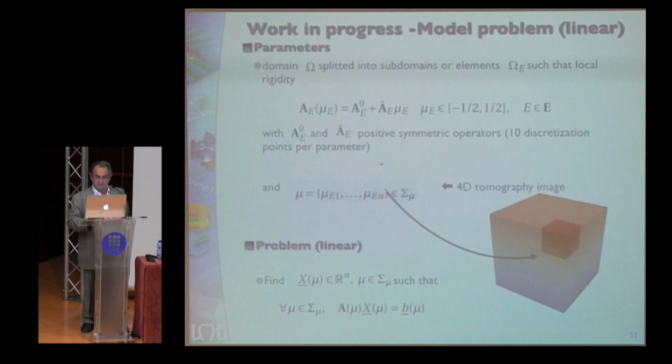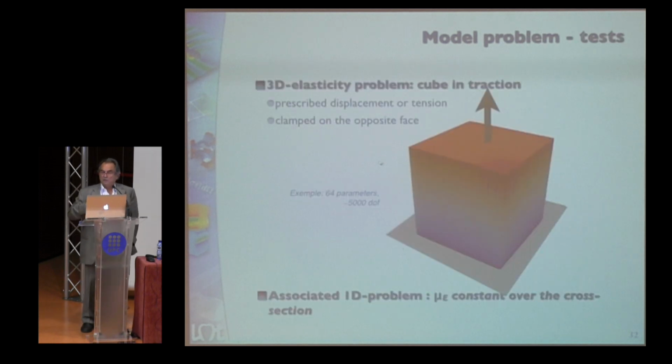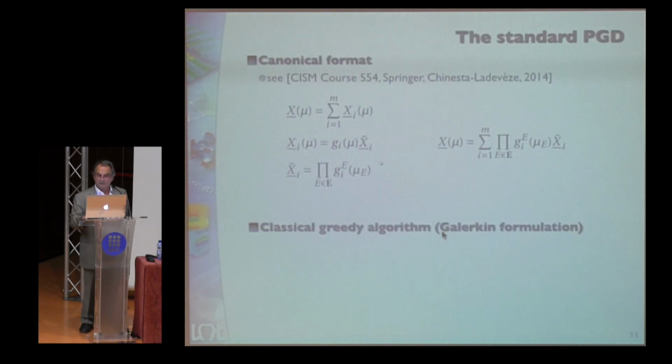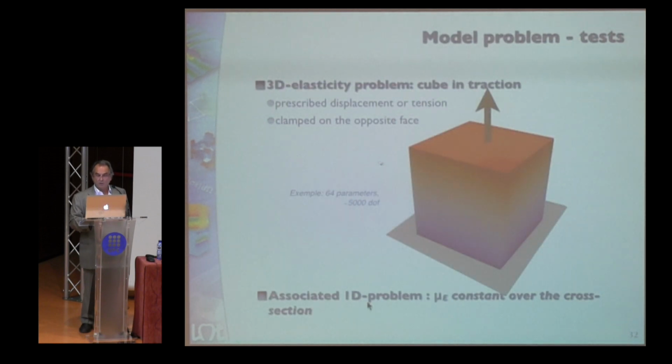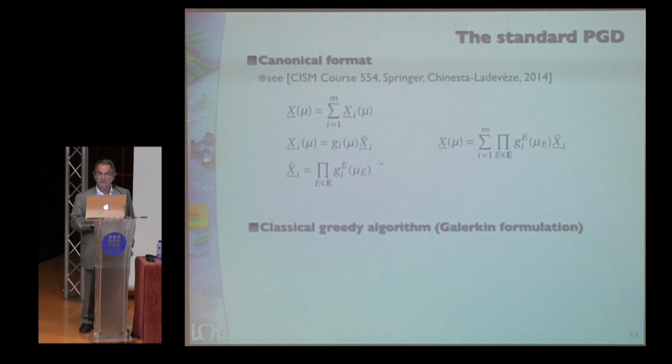So the problem that we have in this linear case is to find this quantity x underline. Mu is a parameter belonging to this parameter space. The operator is capital A, and the second member is B underline. The test will be done considering a 3D elasticity problem, a cube, where we prescribe here the traction or the displacement. We are considering also the associated 1D problem, where mu e is constant over the cross-section. Why? Because here we are able to derive the exact solution.